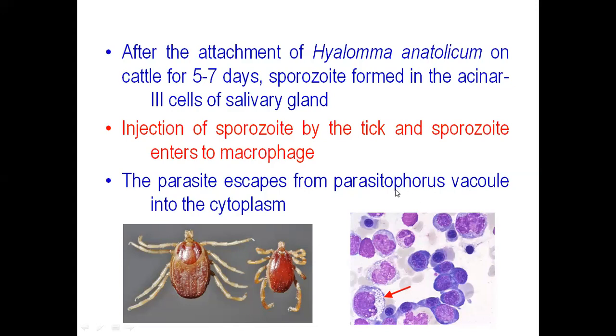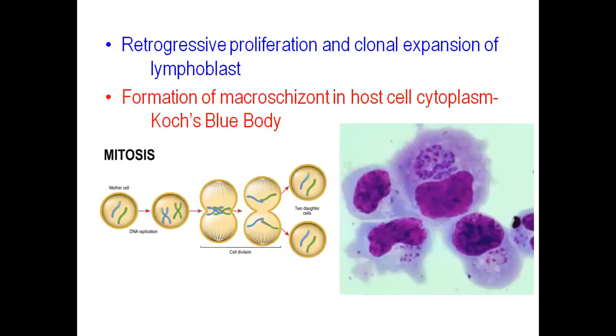Some digestive enzymes will be poured into the parasitophorous vacuole. So the parasite doesn't want to stay in the parasitophorous vacuole; rather, they escape into the cytoplasm of the phagocytic cells. Then subsequently the phagocytic cell is no longer able to kill the organism. Due to its presence inside the mononuclear cells like lymphocytes, macrophages, or monocytes, especially monocytes and macrophages, they cause clonal expansion. This is known as retrogressive proliferation.